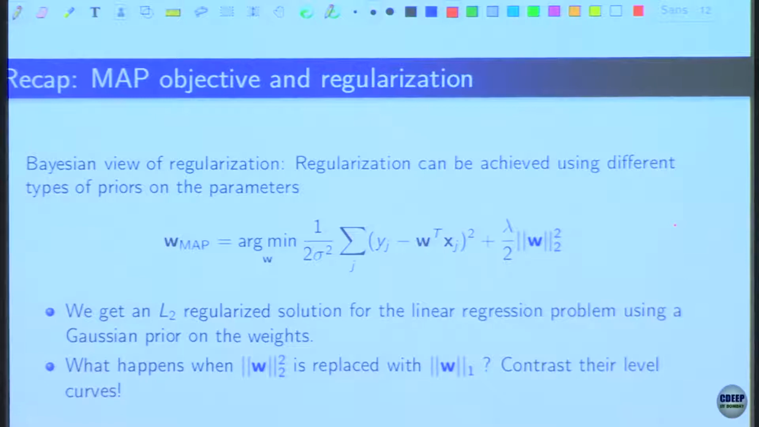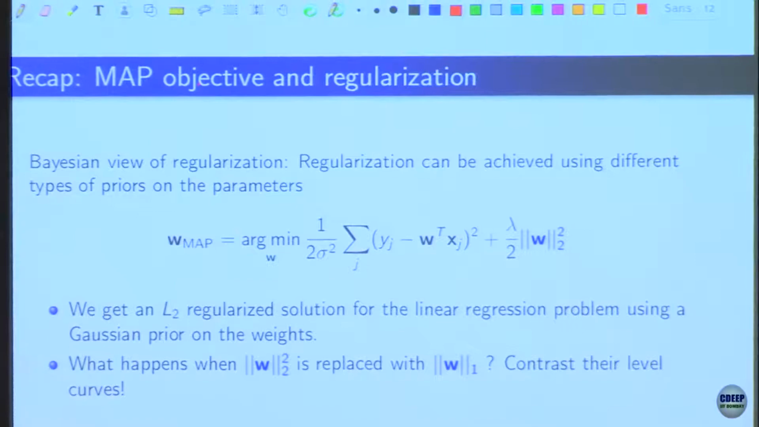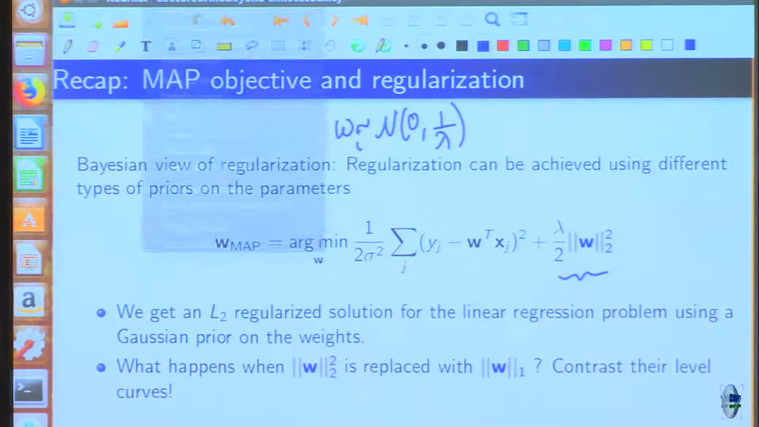regularization, and we also provided a Bayesian view of regularization using a prior, and the prior basically corresponded to each Wi being a normally distributed random variable with mean 0 and variance 1 upon lambda. So with that form, the W MAP corresponded to this L2 regularized square loss, and let's look at what effect it has.